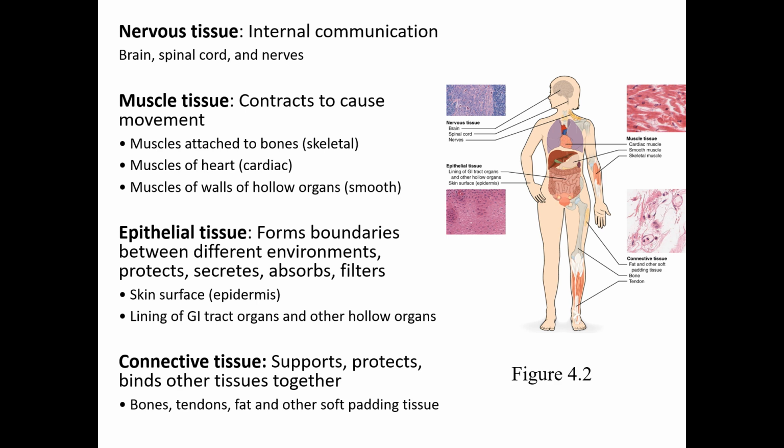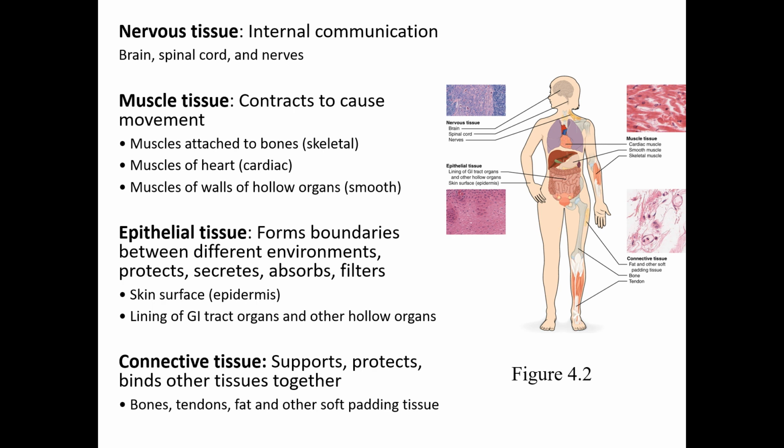Those are the 4 types of tissues. Let's start from the nervous tissue. Nervous tissue is responsible for internal communication between organs and structures. Electrical signals from brain go to the organs and back through the spinal cord and through the peripheral nerves.